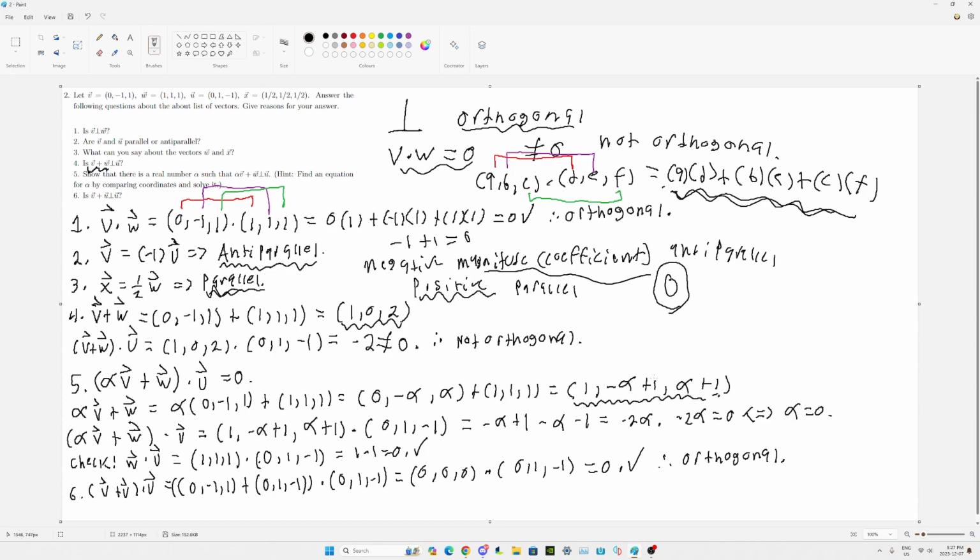So this is our alpha v plus w. Now we're going to go back. We're going to do alpha v plus w dot u. Well, that's equal to this, and we take the dot product of the two. We're going to end up with this, right?